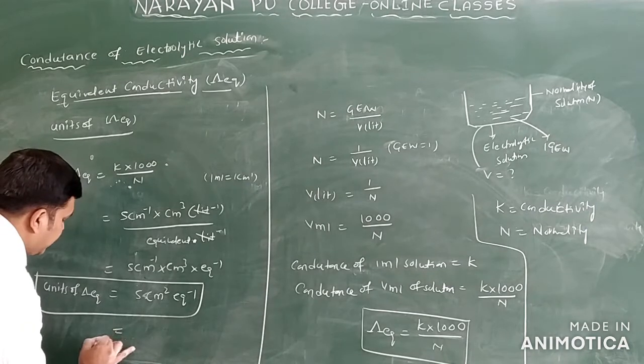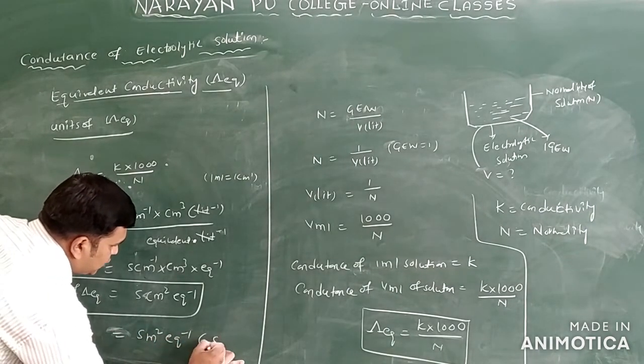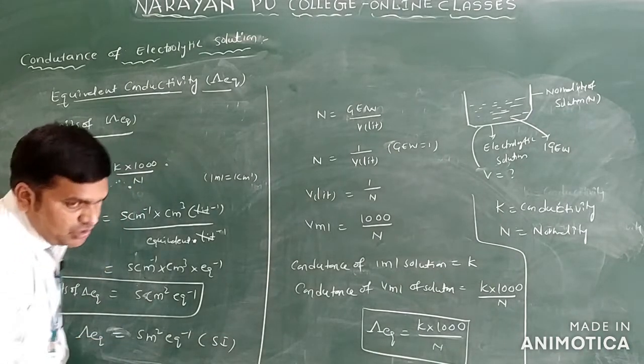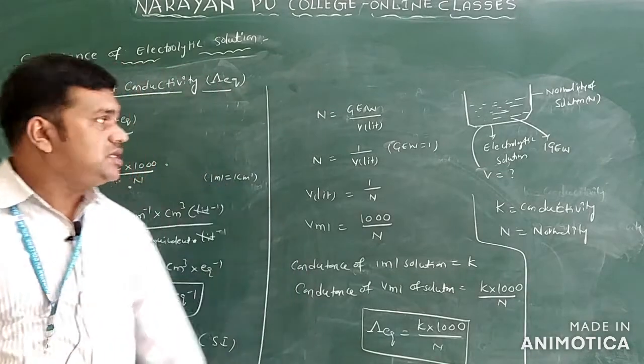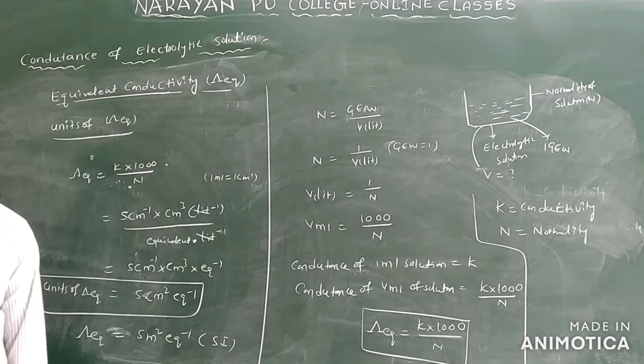But generally what are the SI units you are writing here? Siemen meter square equivalent inverse only. This is the SI unit of equivalent conductivity. So this is regarding the units of equivalent conductivity.